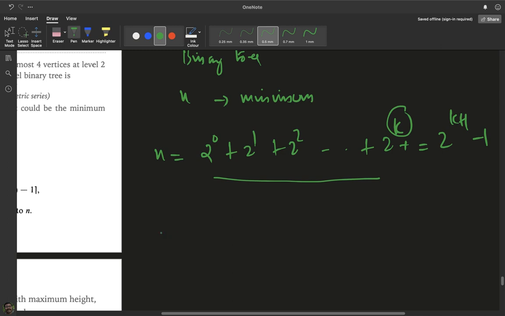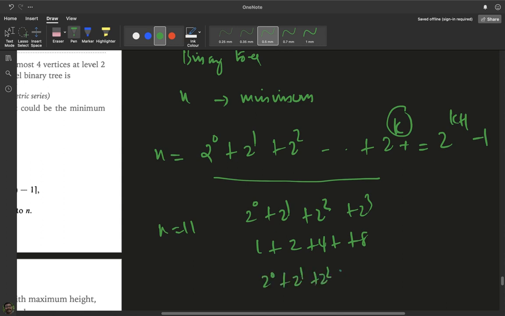For example, if your n is equal to 11, it cannot be written exactly as 2 raised to 0 plus 2 raised to 1. You will have again 2 square, so that is 1 plus 2 plus 4, which is 3, 7; again 2 cube, when you write it you will get more than that. So when n is equal to 11, you cannot write it like that, but still you can write it as 2 raised to 0 plus 2 raised to 1 plus 2 raised to 2 plus some small quantity, so that your sum is equal to 11.